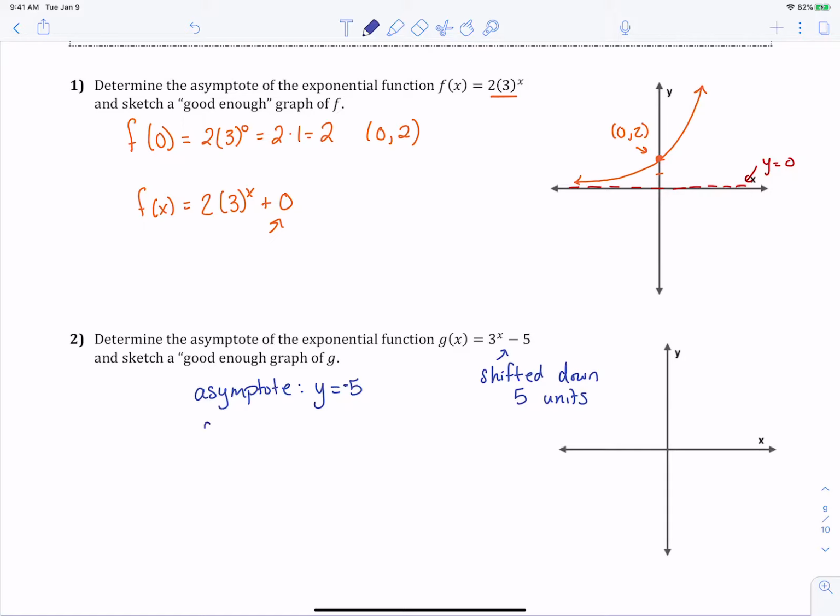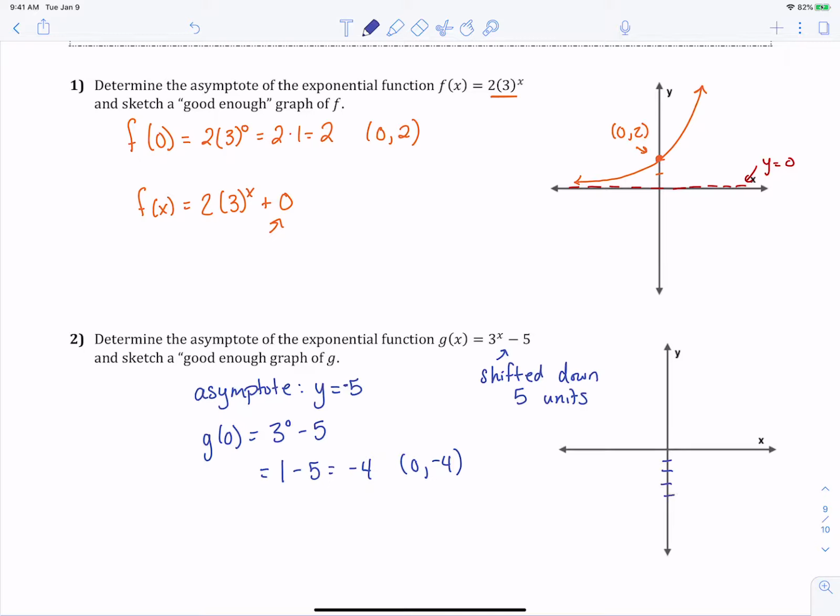And our y-intercept, again, I usually like to find that. It gives me that grounding point on my graph and helps me draw a nicer picture. So 3 to the 0 is 1, minus 5, and that's -4. So we know that the point (0, -4) is going to be a point on our graph. And we don't have that number out in front of our exponential like we have with the 2, so our asymptote and our y-intercept are going to be 1 unit apart.